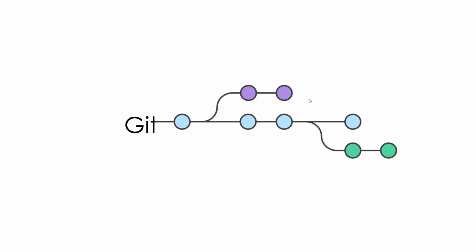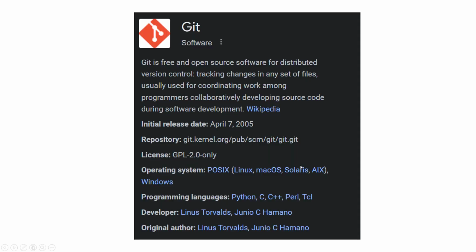to manage a project. Let's take a look at how they describe it. So Git is actually a free and open source software for distributed version control.